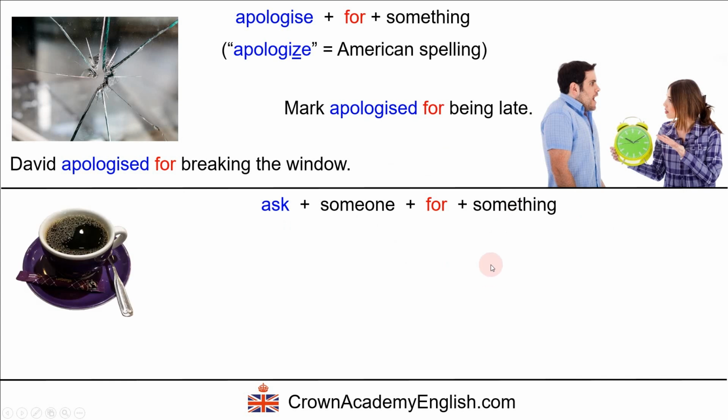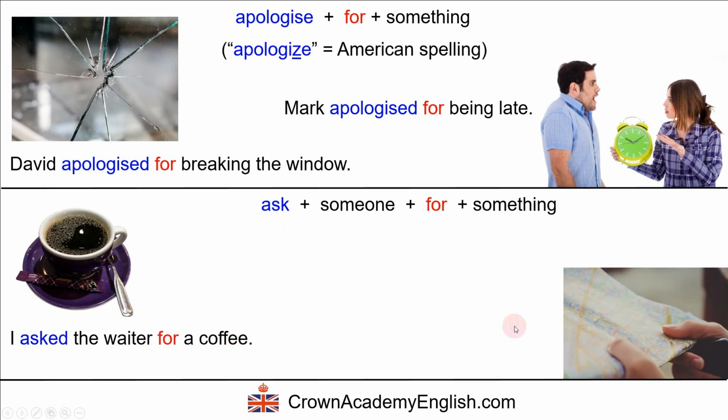A very common example in a cafe or restaurant: I asked the waiter for a coffee. So I asked someone for something. Another example, a very common example when you're a tourist and you're lost: I asked the police officer for directions. So after for, this is what we are asking. And this is the person to whom we're asking.